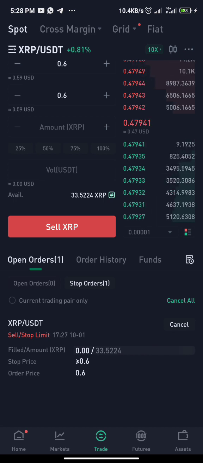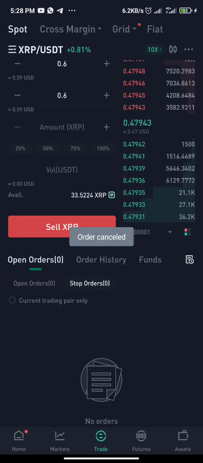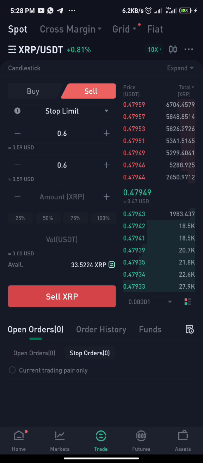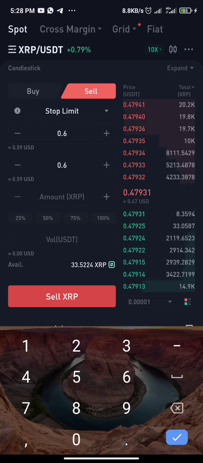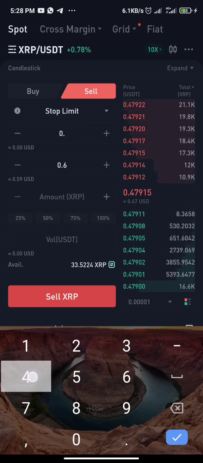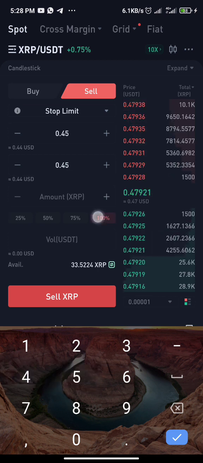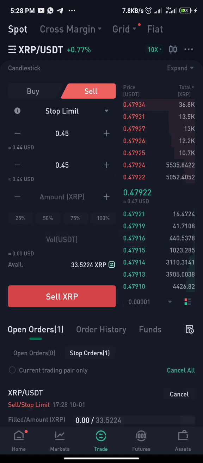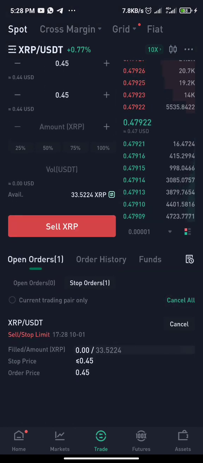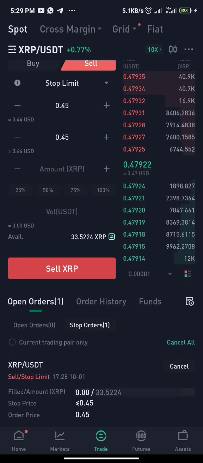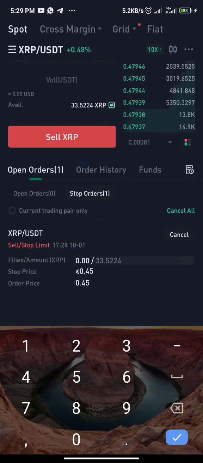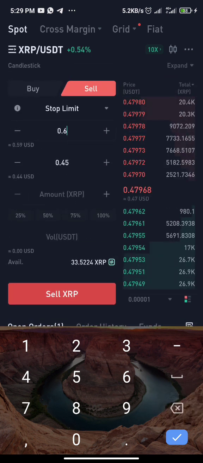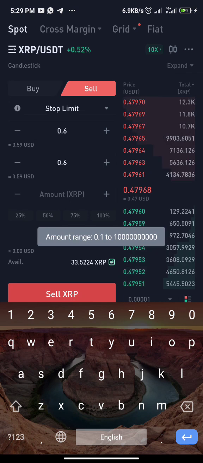Stop loss is very important because you use it to minimize losses. Let me show you something now. Let's assume I set a stop loss of 0.45, 100% sell. Now that's my stop loss of 0.45. Let's assume I want to set my take profit at 0.6. Same thing, 0.6. Can you see now?